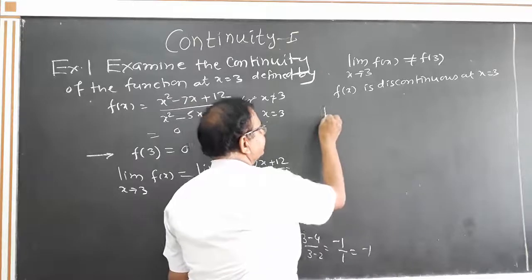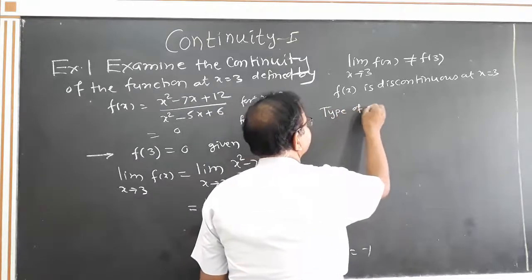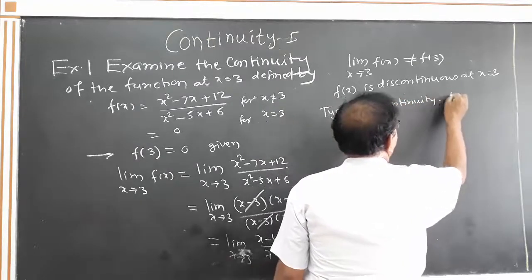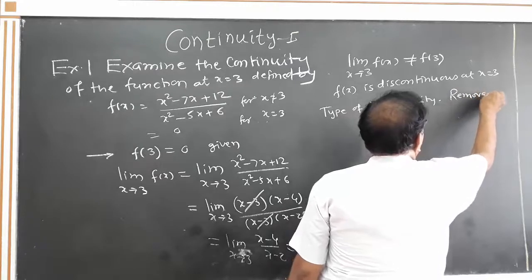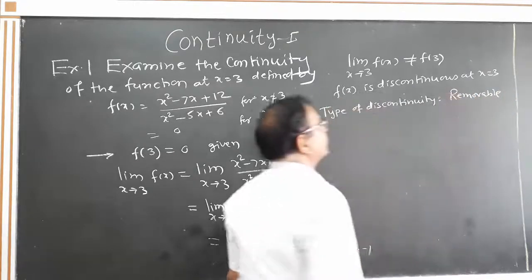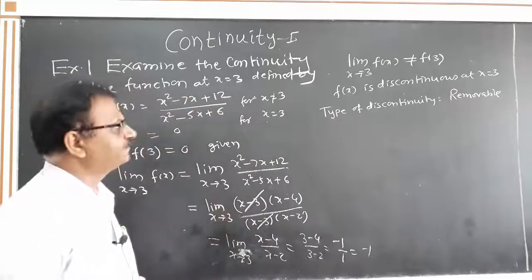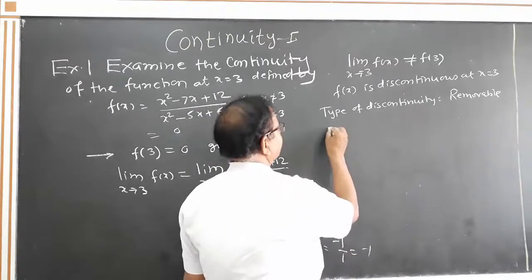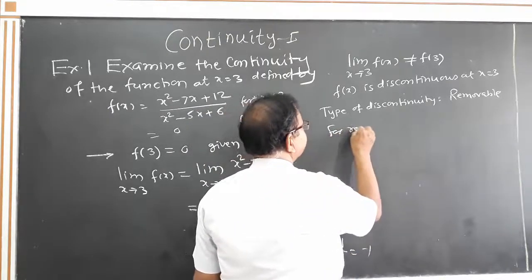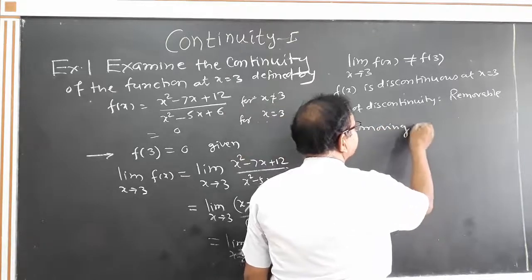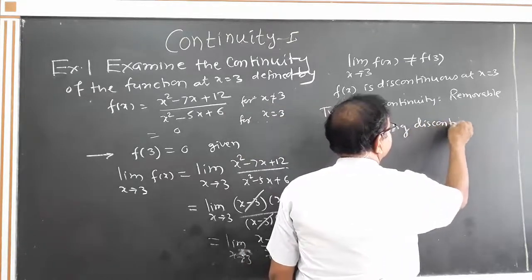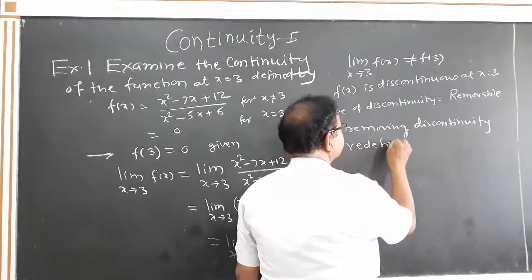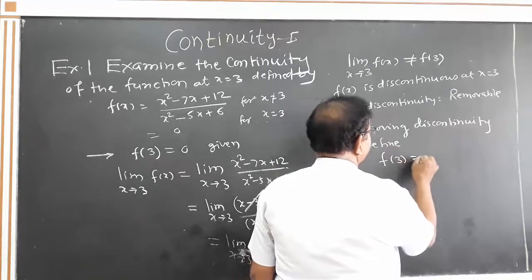And type of discontinuity is removable. This type of discontinuity will be removed because limit exists and it is not equal to value of the function. This discontinuity can be removed by redefining the function f of 3. Therefore, for removing discontinuity, redefine f of 3 equal to minus 1.